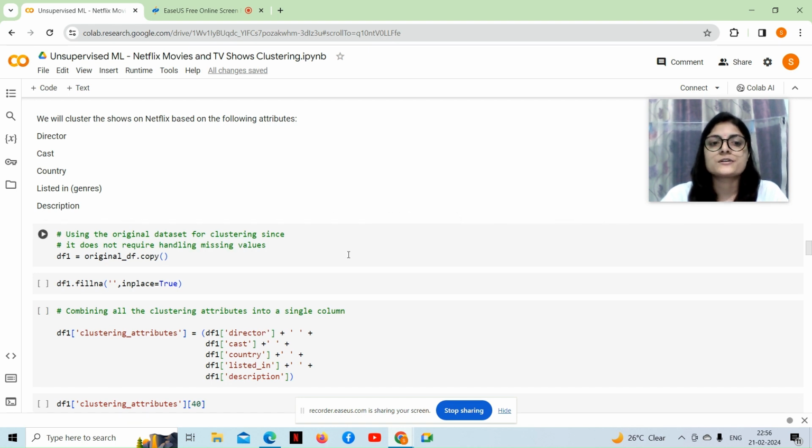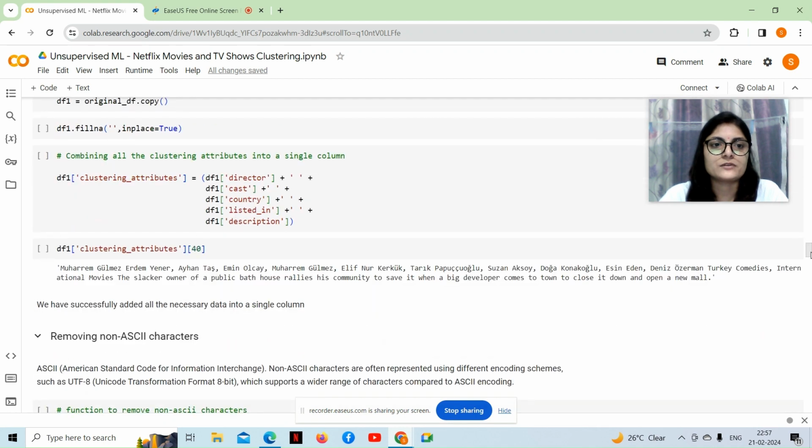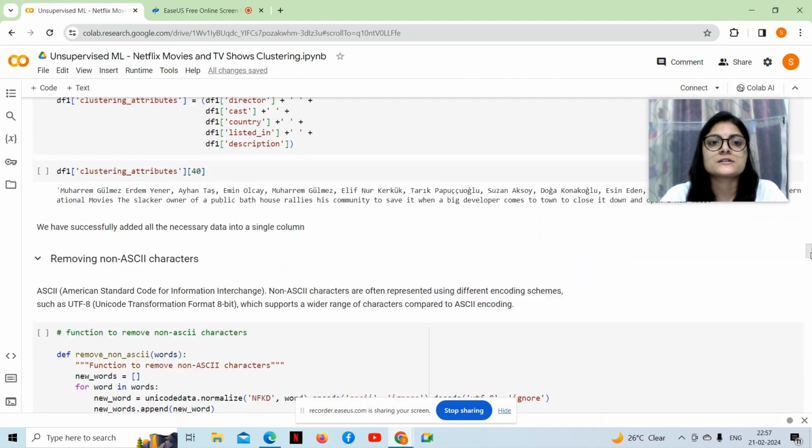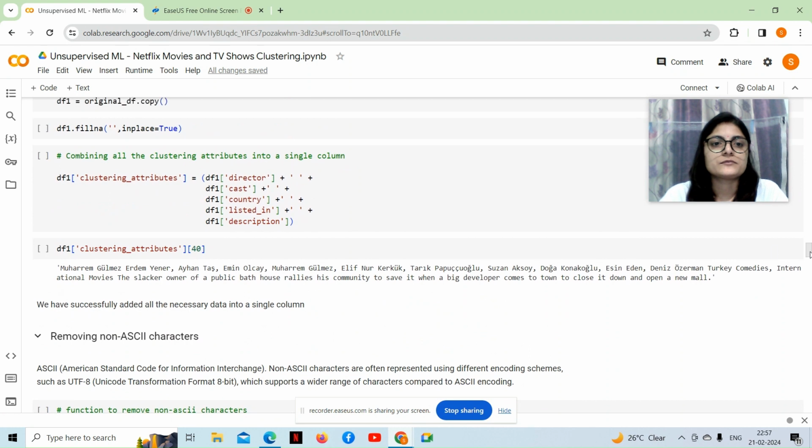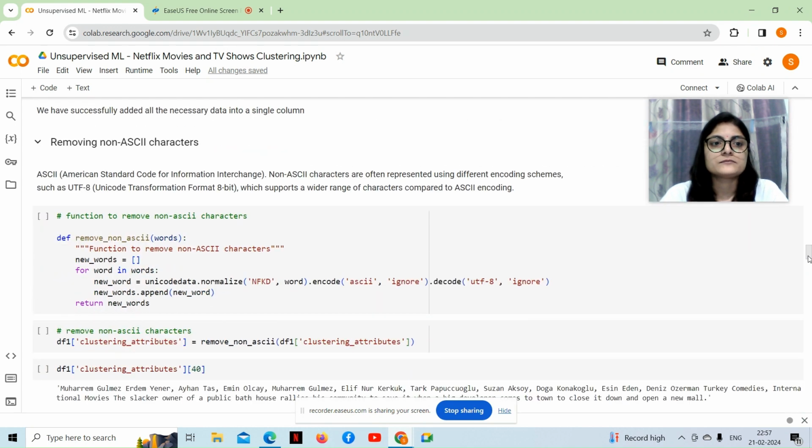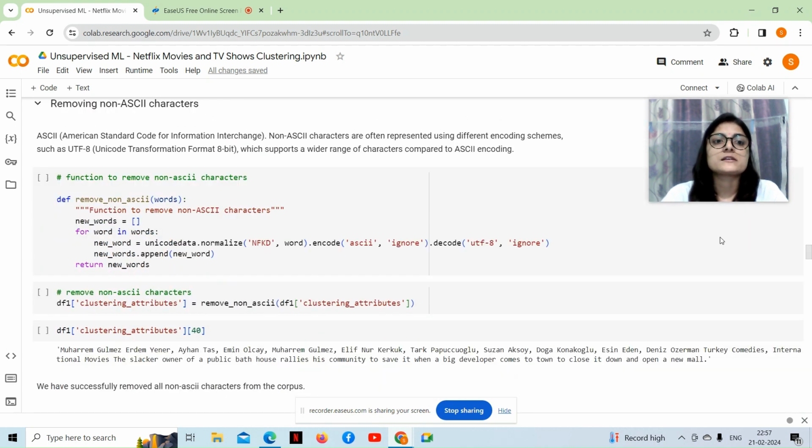First, we are using the original dataset for clustering, right? Since it doesn't require any missing values. Now we are combining the columns because we need director, cast, country listed in our genres and description. So finally, we have successfully added all the necessary data into a single column. Now we are removing non-ASCII characters.